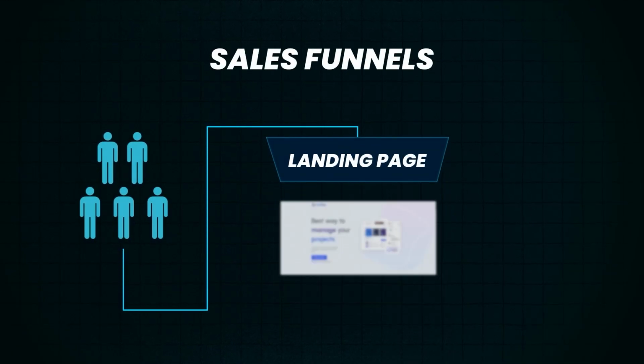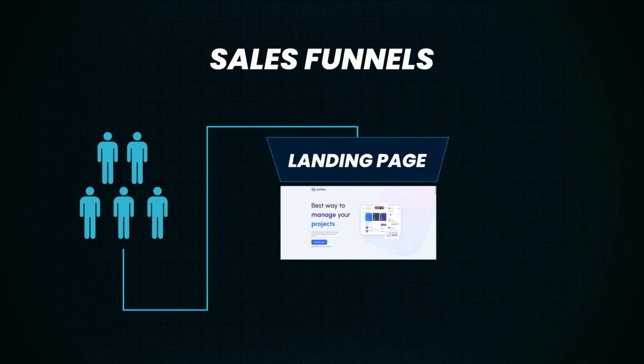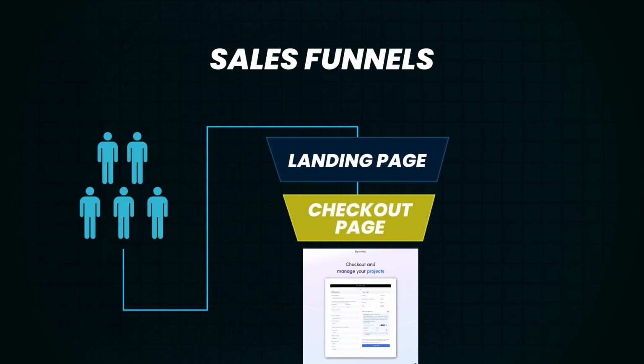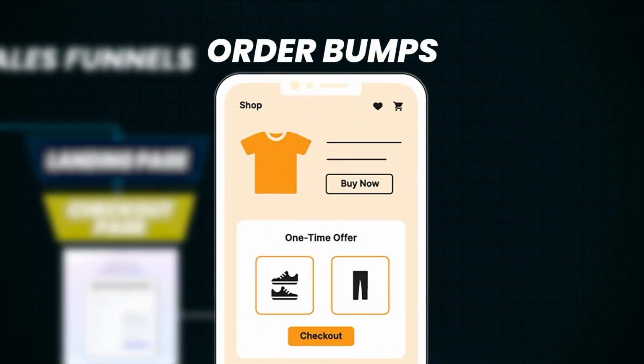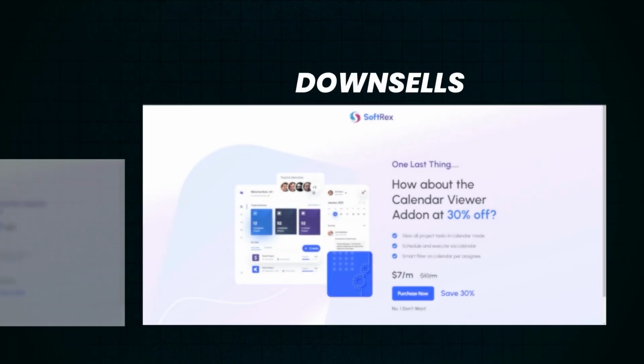Here is a visual on how your funnels will work. Visitors will first go to the landing page. This is the starting point for your sales funnel. Next, we have a checkout page where they can review their order, and you can even offer order bumps to capture more sales. You can then offer additional upsells and downsells for your customers.